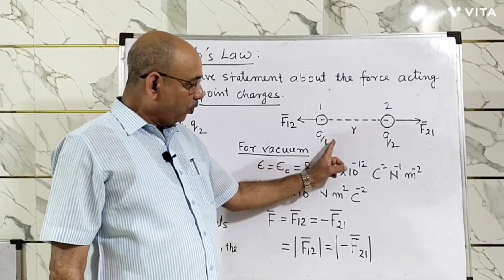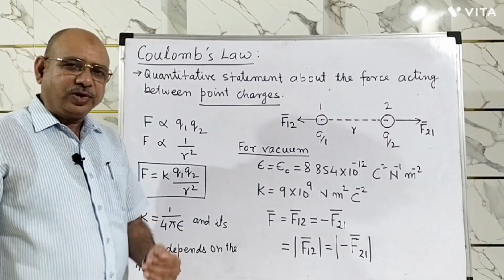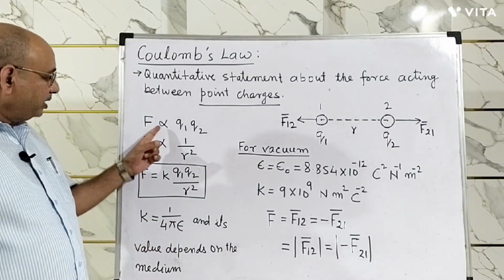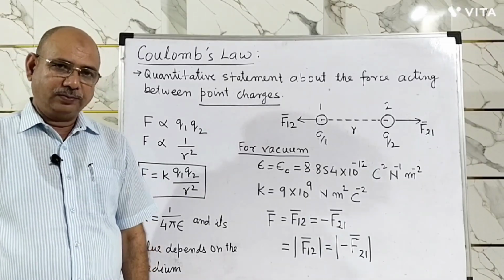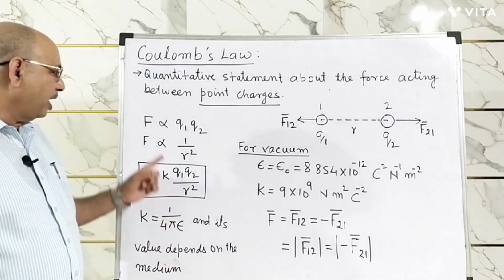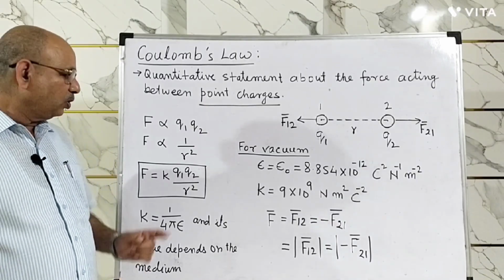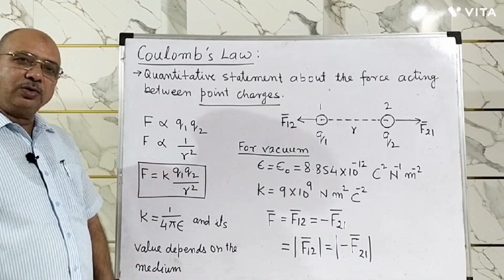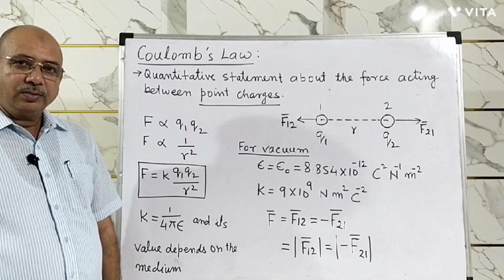Then to find the value of the force acting between q1 and q2, Coulomb said that this force is directly proportional to the product of the two charges. That means F is directly proportional to q1 and q2. And this force is inversely proportional to the square of the distance between them.